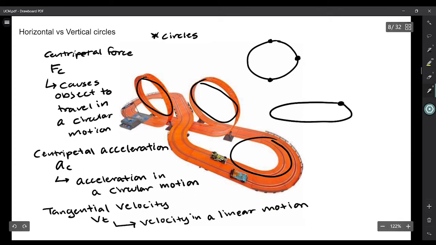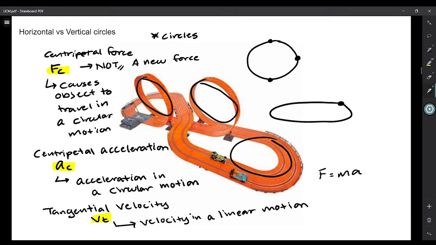Here, I have listed out the three main concepts that we are going to go through today. First up, we have centripetal force, which we use FC for. It's the force that causes the object to travel in a circular motion. This is not a new force, as you'll see in a moment. Centripetal acceleration, AC, is the acceleration in a circular motion caused by the force, because we know that whenever there's a force, there has to be an acceleration.